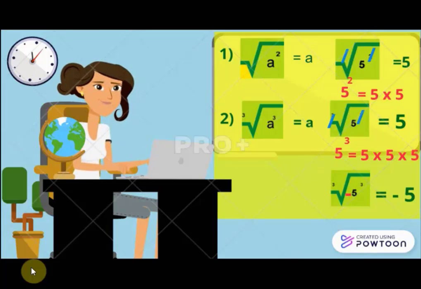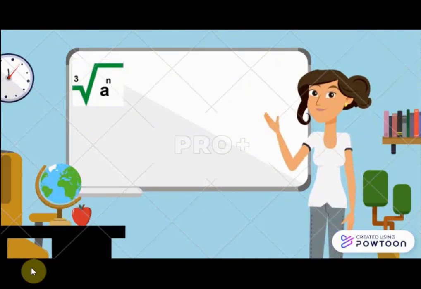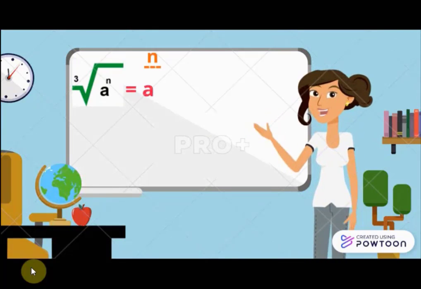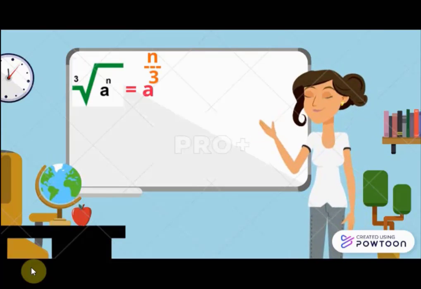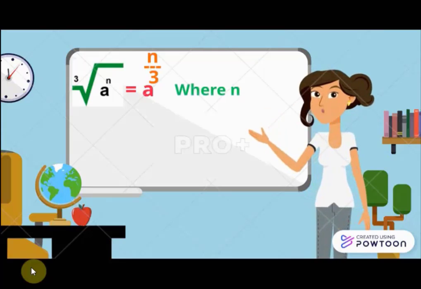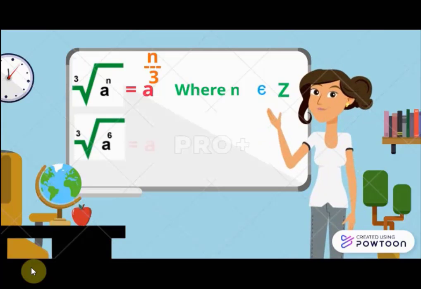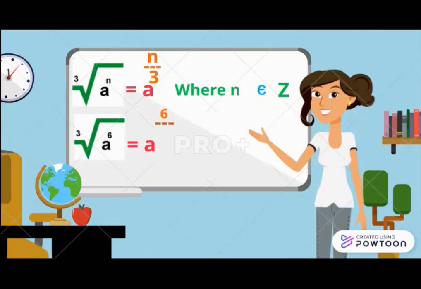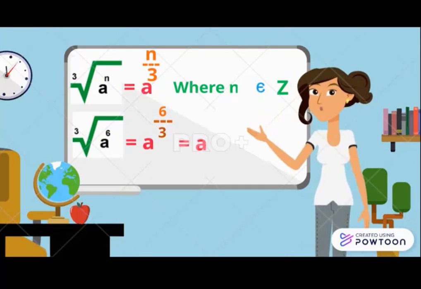Again, the cube root of 5 power 3 equals 5, and the cube root of negative 5 power 3 equals negative 5. The cube root of a power n equals a power n over 3, where n belongs to Z. As an example, the cube root of a power 6 will be equal to a power 6 over 3, equal to a power 2.